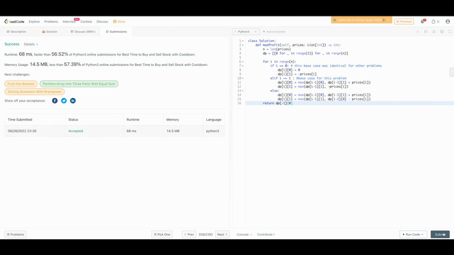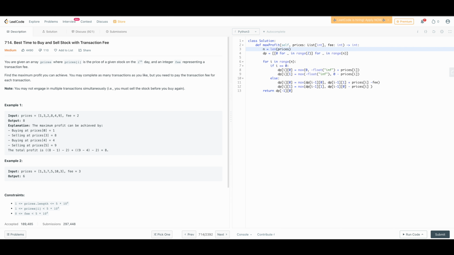That's for this problem. And how many problems do we have left? Oh, right. We have only one problem left. So let's look at our last problem and get over with this DP. Yay. So this is our last problem. Thank you so much for sticking with me, and let's just get to this problem.